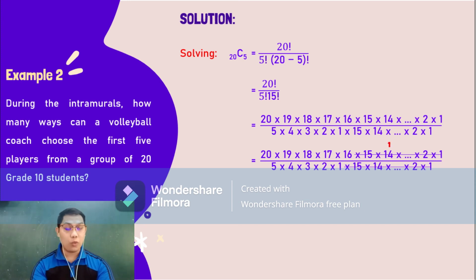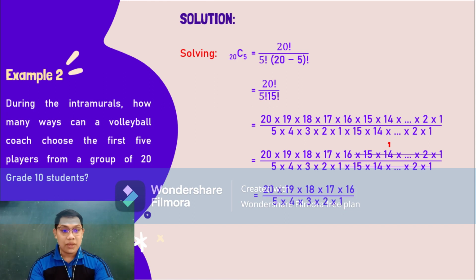And so ang atong remaining sa atong solution is 20 times 19 times 18 times 17 times 16 over 5 times 4 times 3 times 2 times 1. So we will multiply these numbers na karon. Multiply na ato ang numerator. Ang product is 1,860,480.